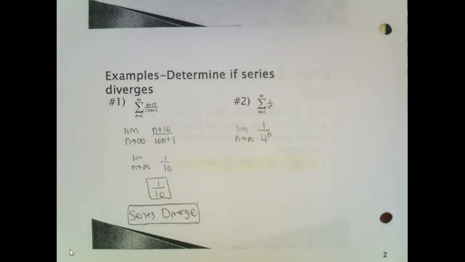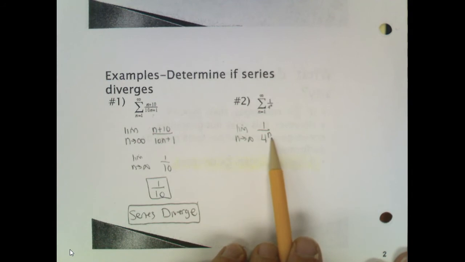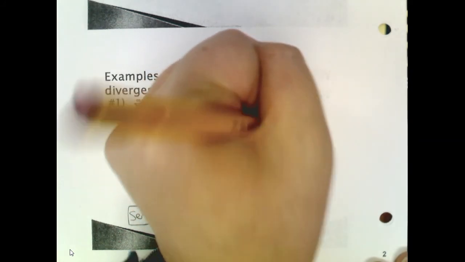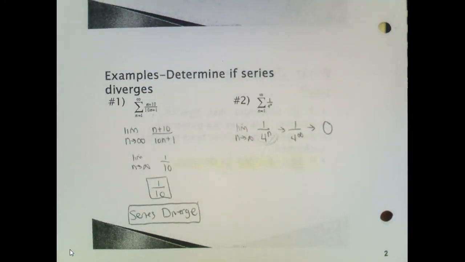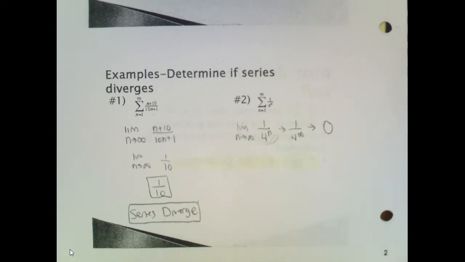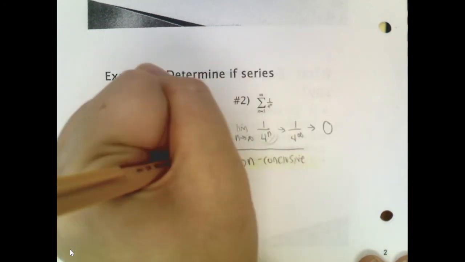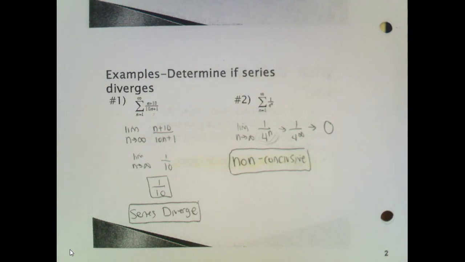So if I plug infinity in, if I get 4 to a really large power, 4 to the 10th, 4 to the 100th, 4 to the 1000th, 4 to the 10 millionth, it's going to be 1 over very big, and 1 over very big is going to give us 0. Now, because the divergence test only tells us if something's divergent, the fact that it equals 0 means that it could be convergent. And so by the divergence test, this would be a non-conclusive series. We would have to perform another series test to determine if this series is going to converge or diverge.